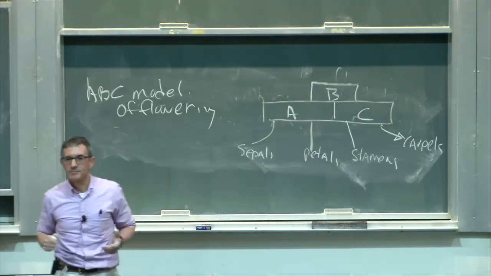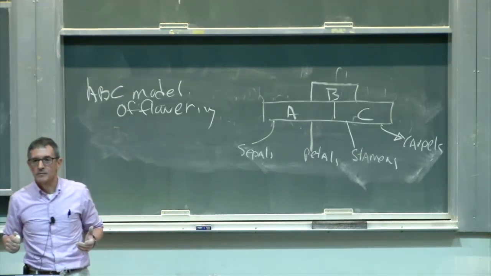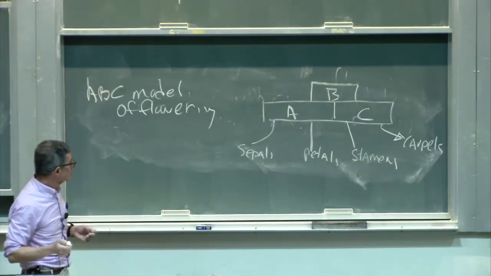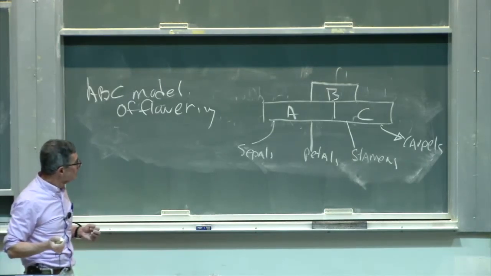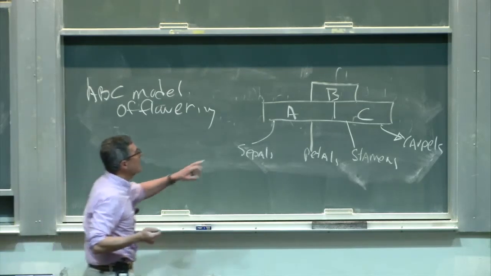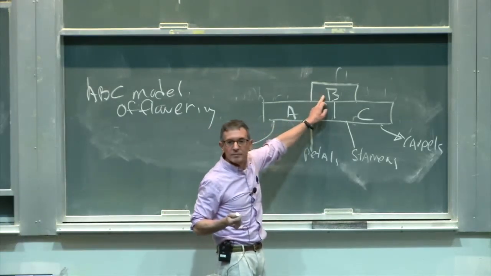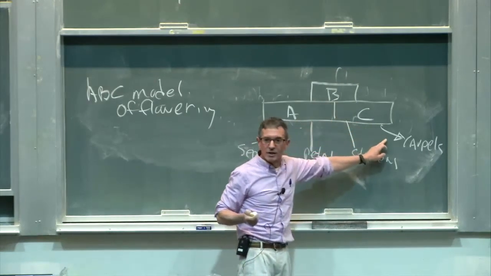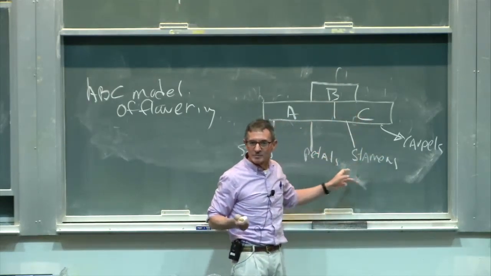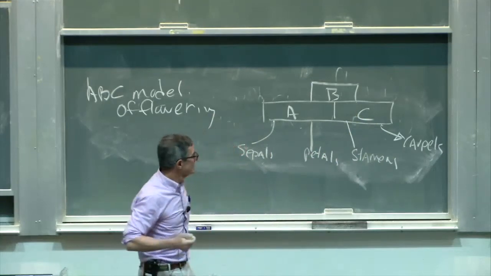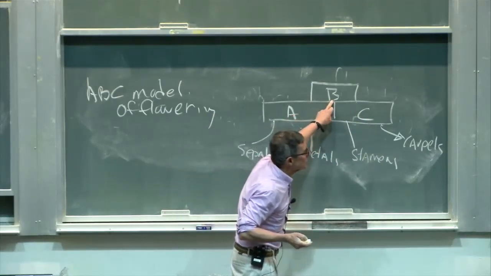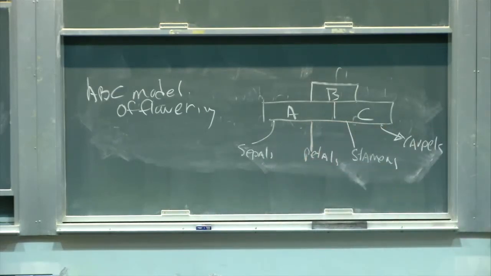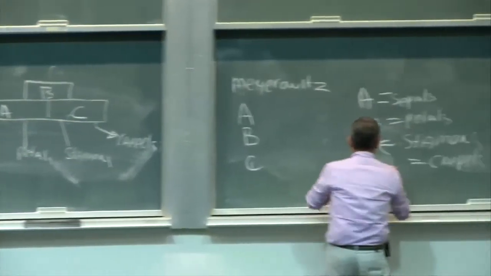Yes? I'm kind of confused by your diagram. Pardon me? I'm confused by your diagram you just drew because you said previously that B is stamens. Only if B alone is expressed is it stamens. Oh, okay. Right. On that diagram, I kind of... Yeah, just B alone. Oh, I'm sorry. No, this is right. This is correct. You got me on this. B plus C, and then this would be just C. Good.